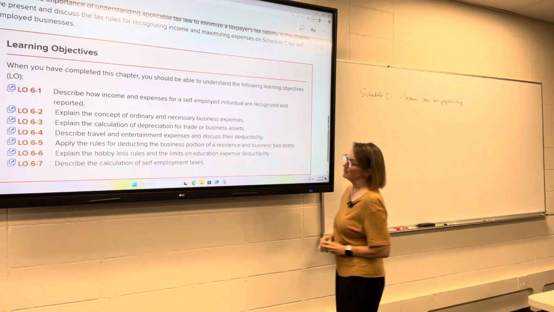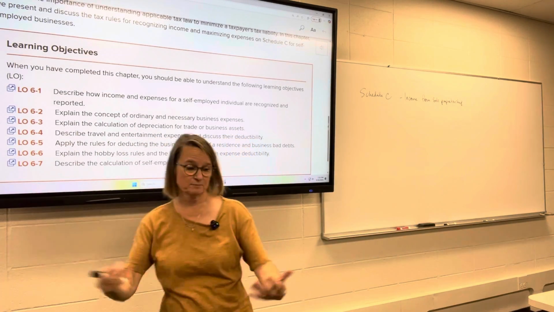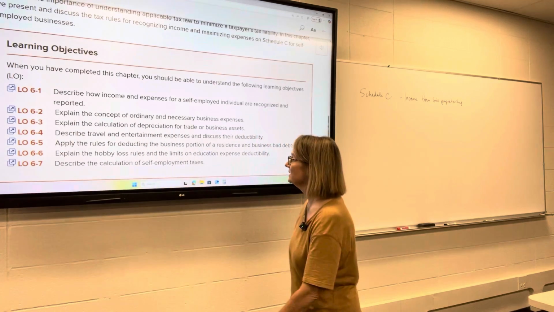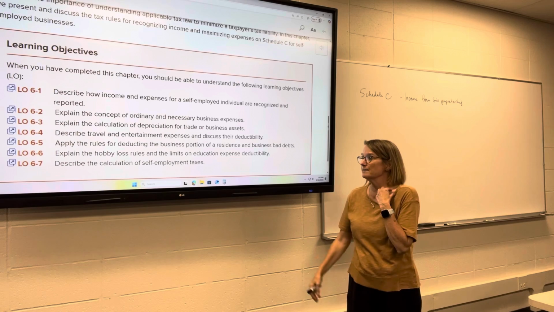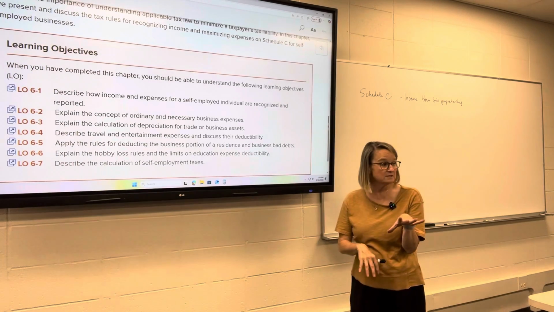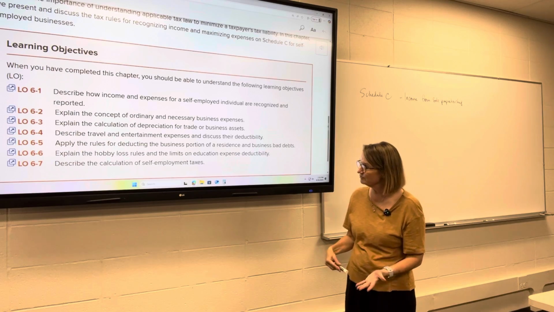We're also going to talk about travel. I don't know why they even say entertainment expenses anymore. Entertainment expenses aren't deductible, but I guess they're still referring to them as travel and entertainment expenses. Travel expenses and the rules surrounding what can be deducted for travel.